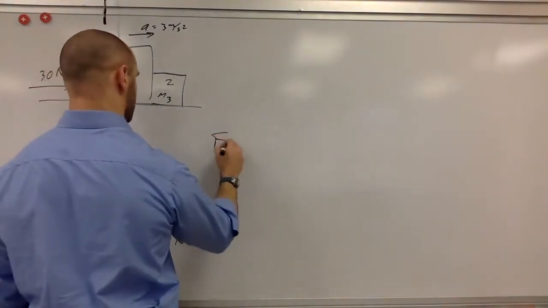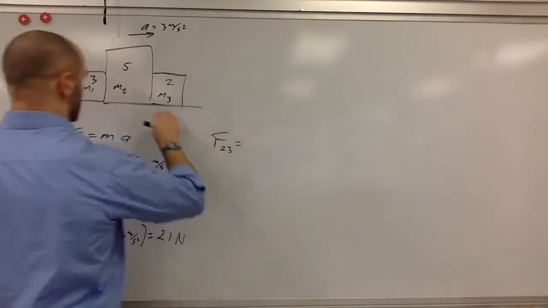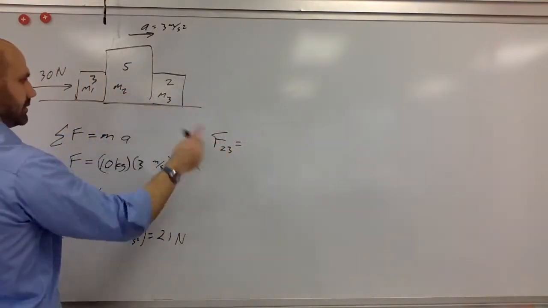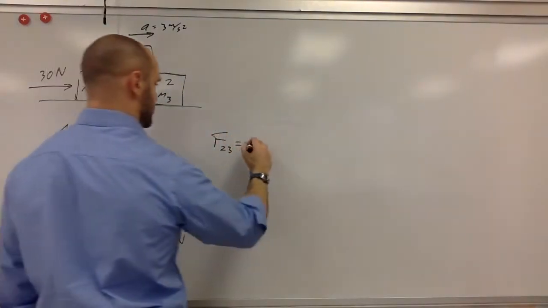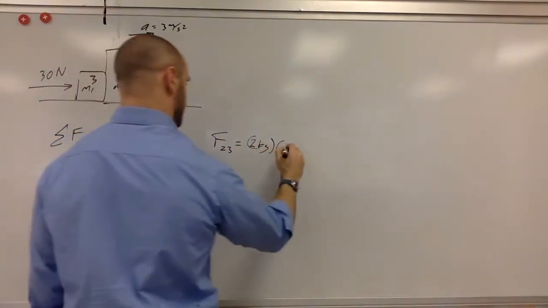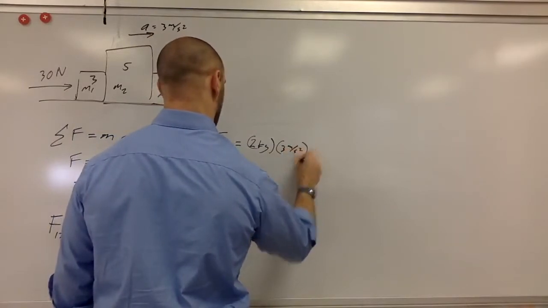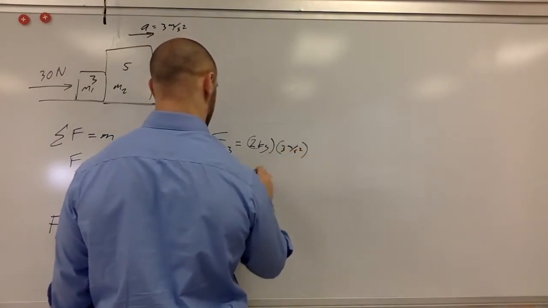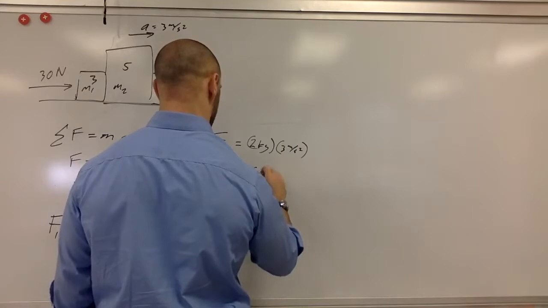What about the force of 2 on 3? Well, this force is accelerating just this one mass, which is 2 kilograms. And then the acceleration is 3 meters per second squared. And so that comes out to 6 newtons.